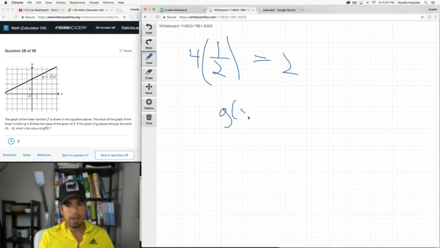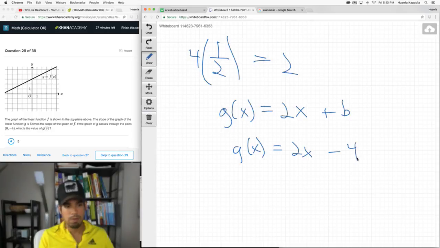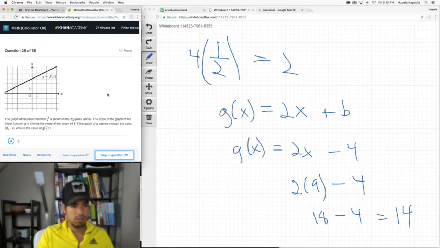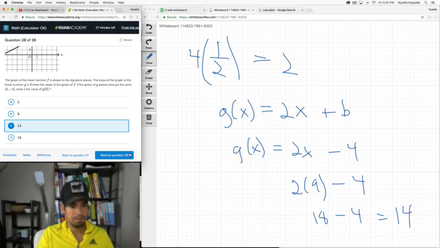So g of x equals 2x plus some constant. I'm just doing y equals mx plus b. The graph of g passes through the point (0, -4), which is our y-intercept. So we now get the full function, 2x minus 4. And what is the value of g of 9? Just plug 9 in. 2 times 9 is 18, minus 4 equals 14. So that is our answer, C.